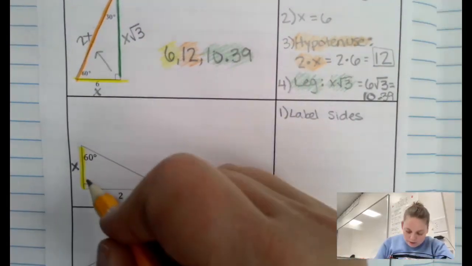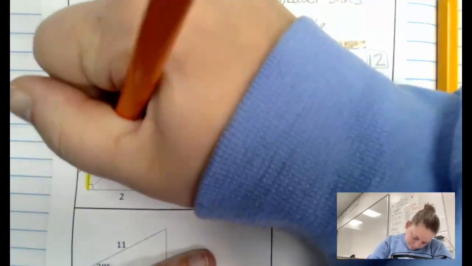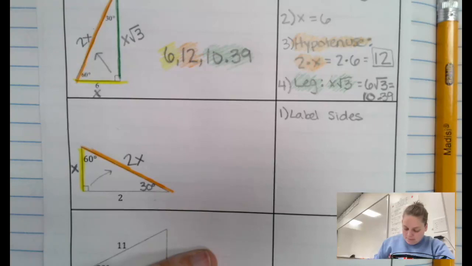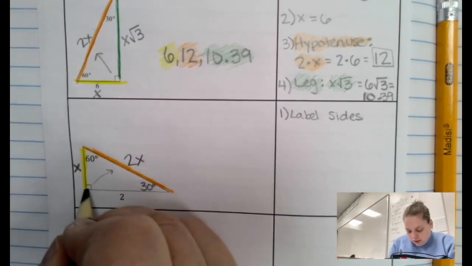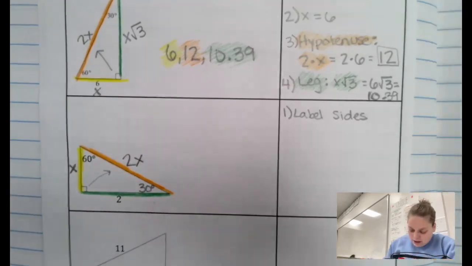Our hypotenuse is across from 90. That one's 2x. And then our longer leg is across from 60, and that is our x square root of 3.